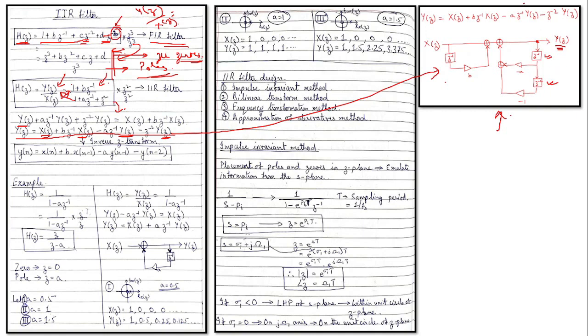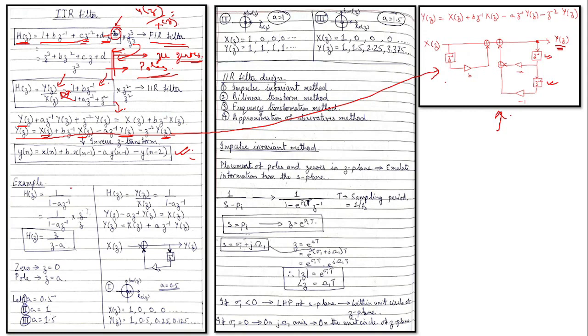Now if you take the inverse Z transform, you will get this one. y[n] equals x[n] plus b x[n-1] minus a y[n-1] minus y[n-2]. Okay, so this is the difference equation. Now let us take a simple example.